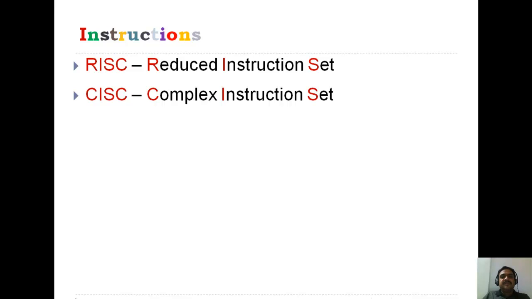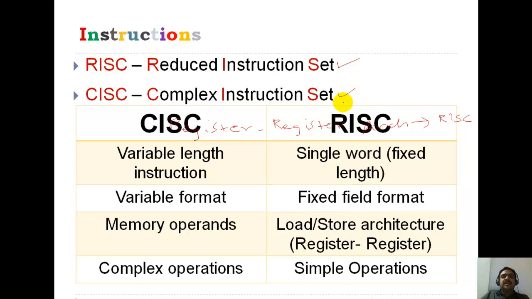Now, there are 2 types of instruction sets that are possible. Remember, I told you in one of the slides that register architecture suits best for RISC-based machines. There are 2 types of instruction set. One is called RISC, one is called CISC. RISC is reduced instruction set computer. CISC is complex instruction set computer or machines. Okay, so what is this CISC? What is this RISC? We'll see it now.